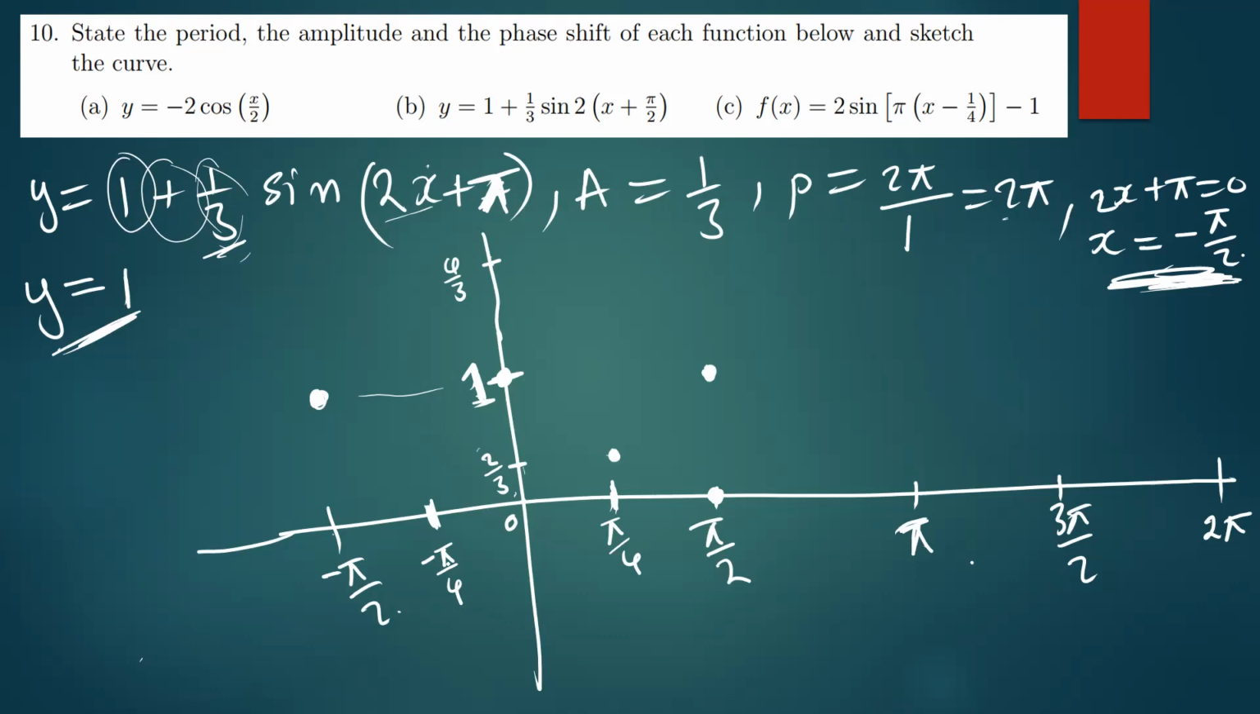Then when you put negative pi over 4 there, where there is x, you're going to have negative pi over 2 plus pi, and that will give you pi over 2, which is the same as sine 90. So sine 90 gives us positive 1. So 1 times 1 over 3 gives us 1 over 3, plus 1. This will give us 4 over 3, which is there. So expect our curve to come out like that.